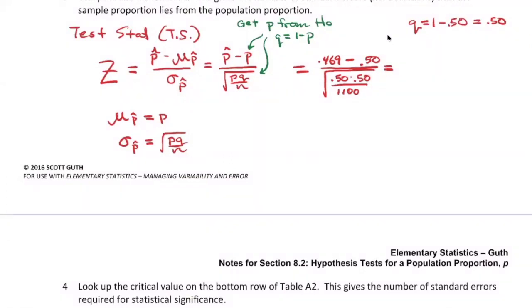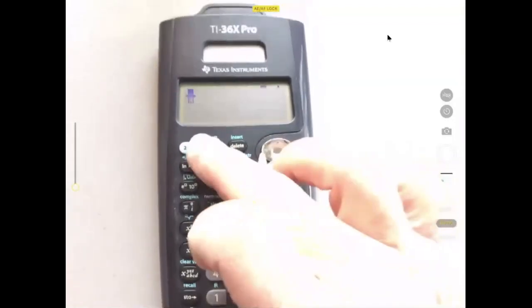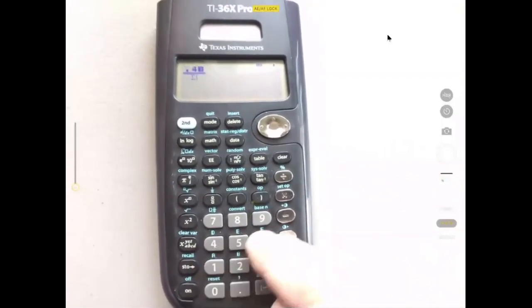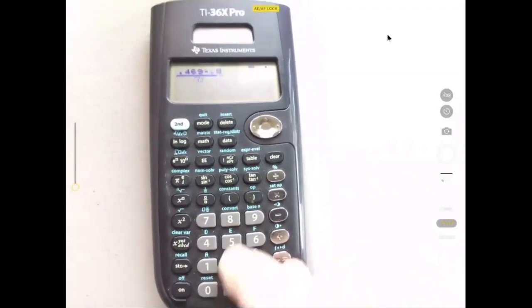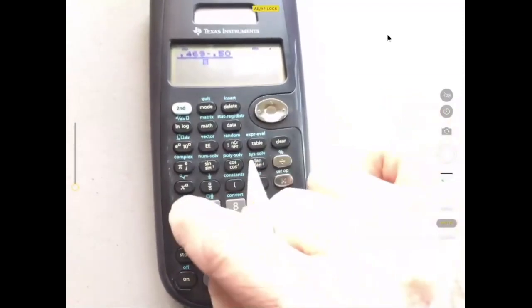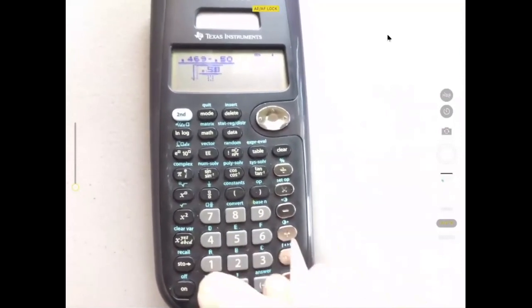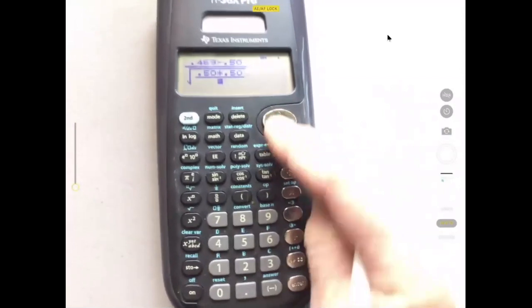Okay. So, and again, I think it's best if you try to do this in one shot on your calculator to eliminate the rounding errors. So let me show you real quick here on my calculator. Okay, so just start with a fraction. And remember, P hat was 0.469, so 0.469 minus P, which is 0.50, or just 0.5 if you like. And in the denominator, square root for the standard error. Okay, and a fraction inside that. And it's 50% times 50%, so 0.50 times 0.50. And then the sample size goes down here, and that was 1100.